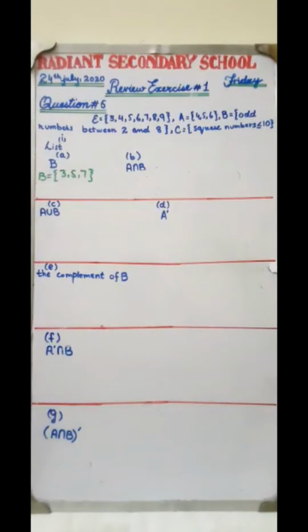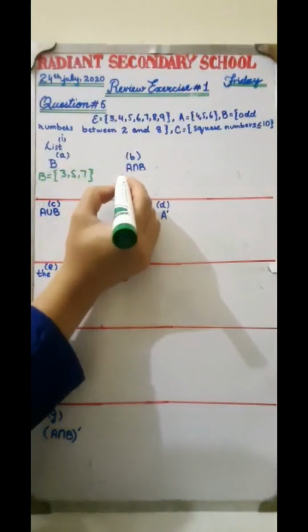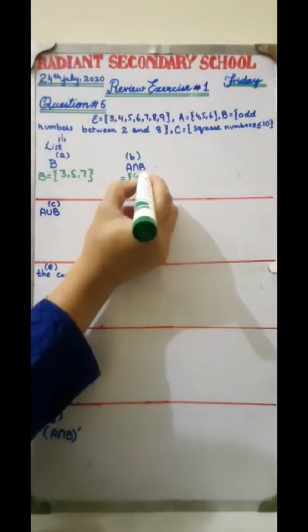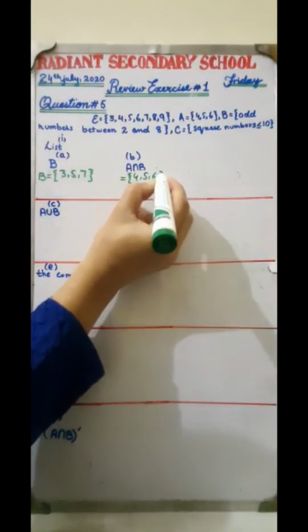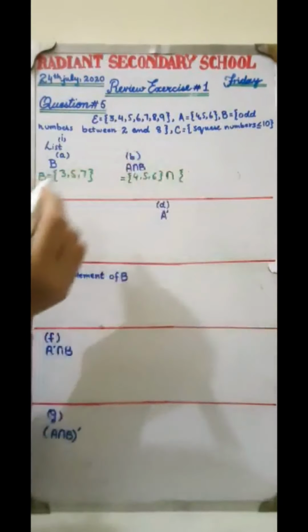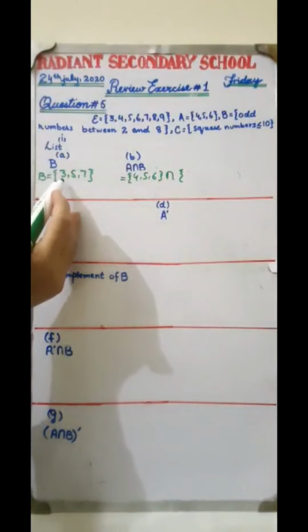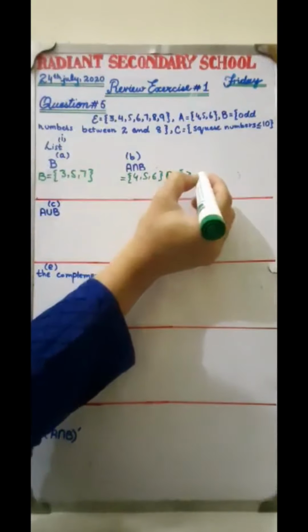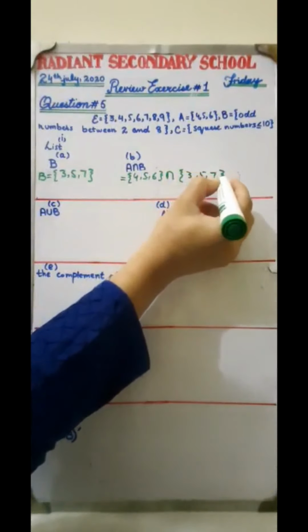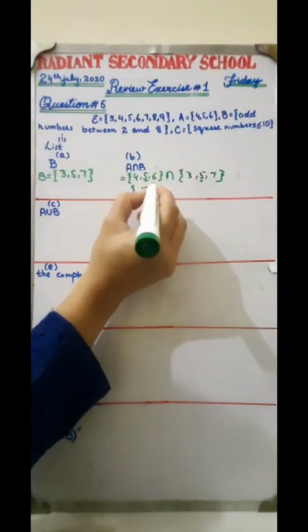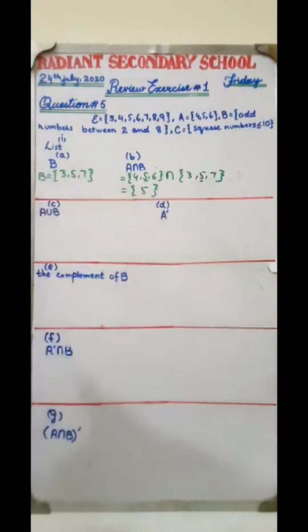Come to B part. In B part we have to find the intersection of A and B. A set is 4, 5, 6. Intersection B set is odd numbers between 2 and 8. Here we have written 3, 5, 7. So B set is 3, 5, 7. Now the common element is 5. Their intersection is 5.